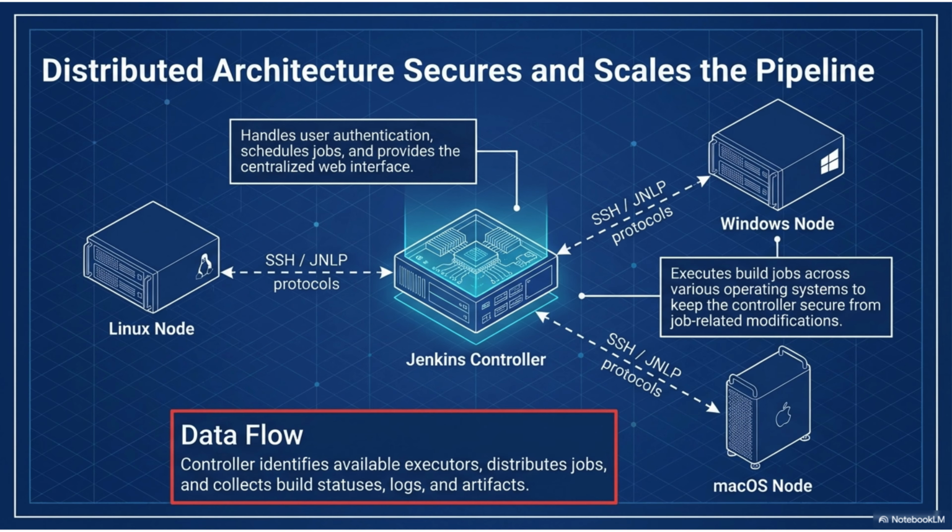Slide 2: Jenkins follows a distributed architecture. The controller is the brain. It manages jobs, schedules builds, and controls access. Worker nodes execute the actual tasks. They run builds across different systems. Communication happens using SSH or JNLP.